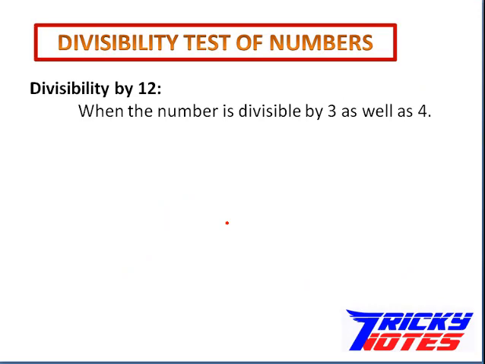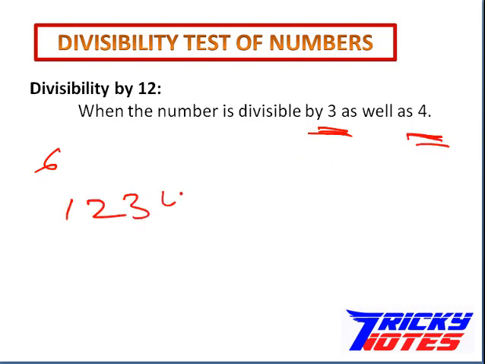Now 12. As we were checking for 6, we can check for 12 also. If a number is divisible by 3 and 4 both. How can you check whether a number is divisible by 3 or not? If the sum of the digits is divisible by 3, the number is divisible by 3. If the last 2 digits are divisible by 4, the number is divisible by 4.